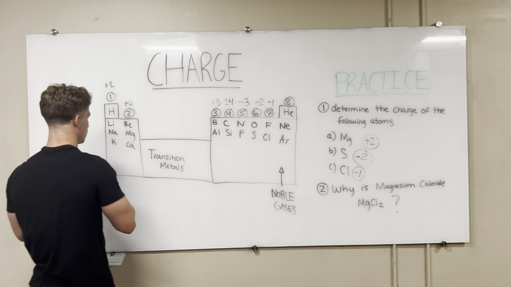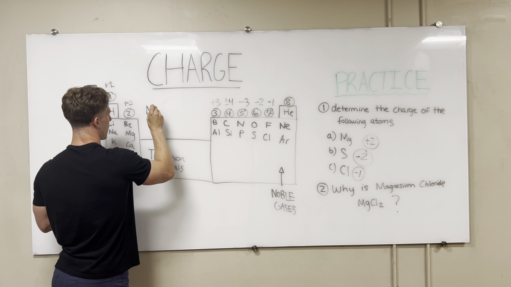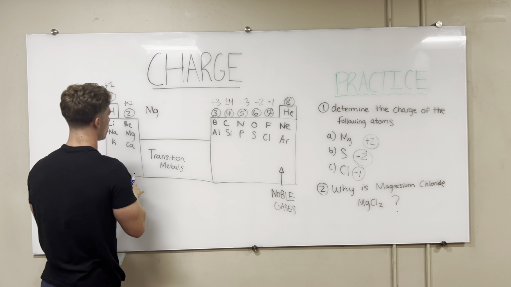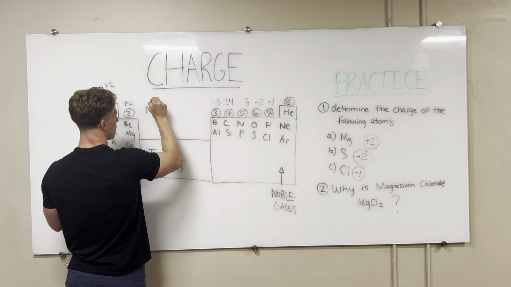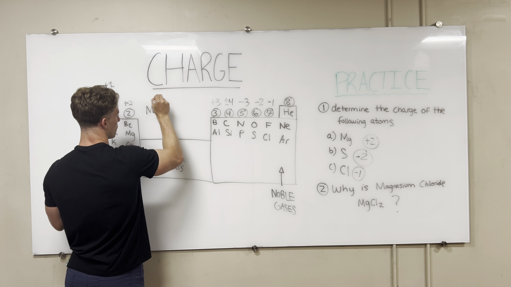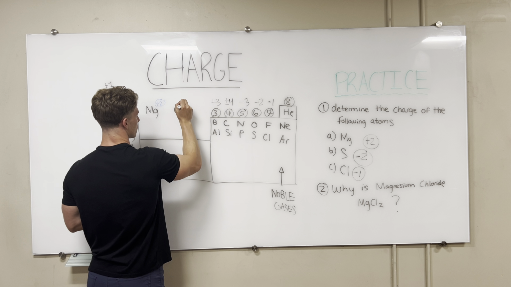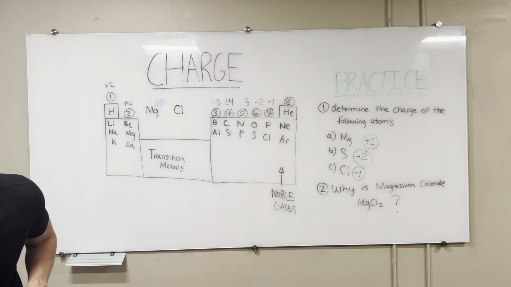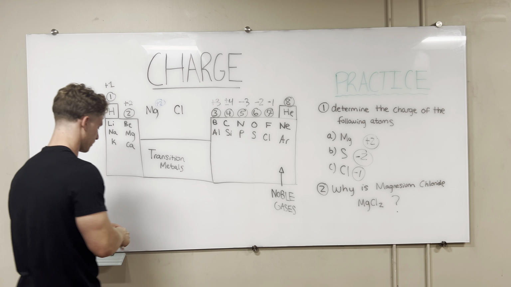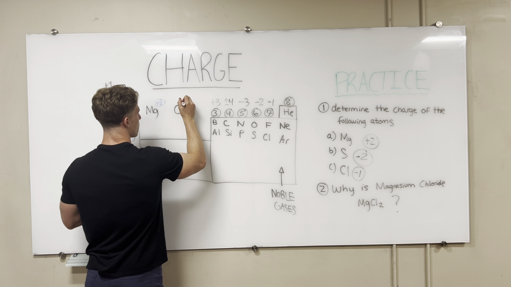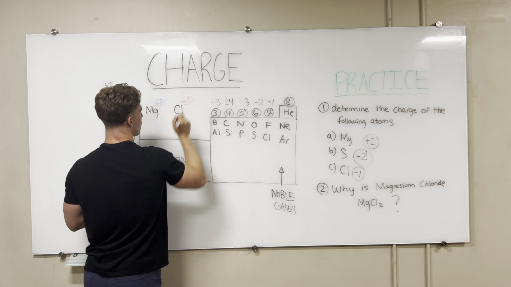Magnesium has a +2 charge. Chlorine has a -1 charge, which we'll write in red. Okay? So this is very important.